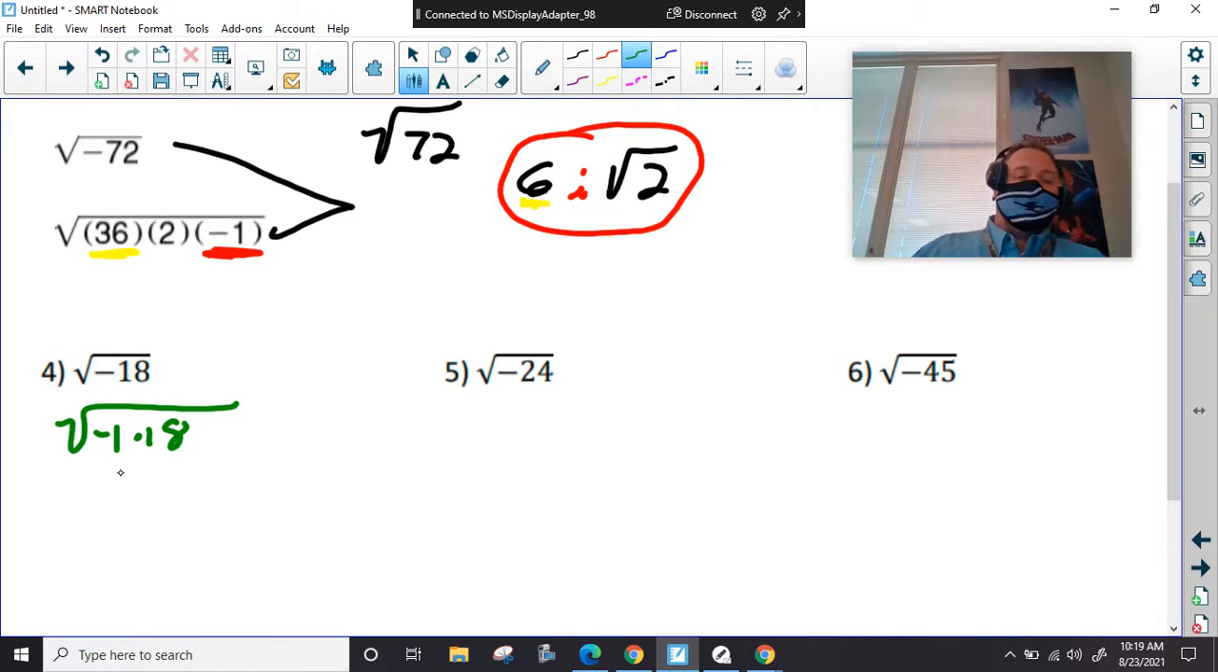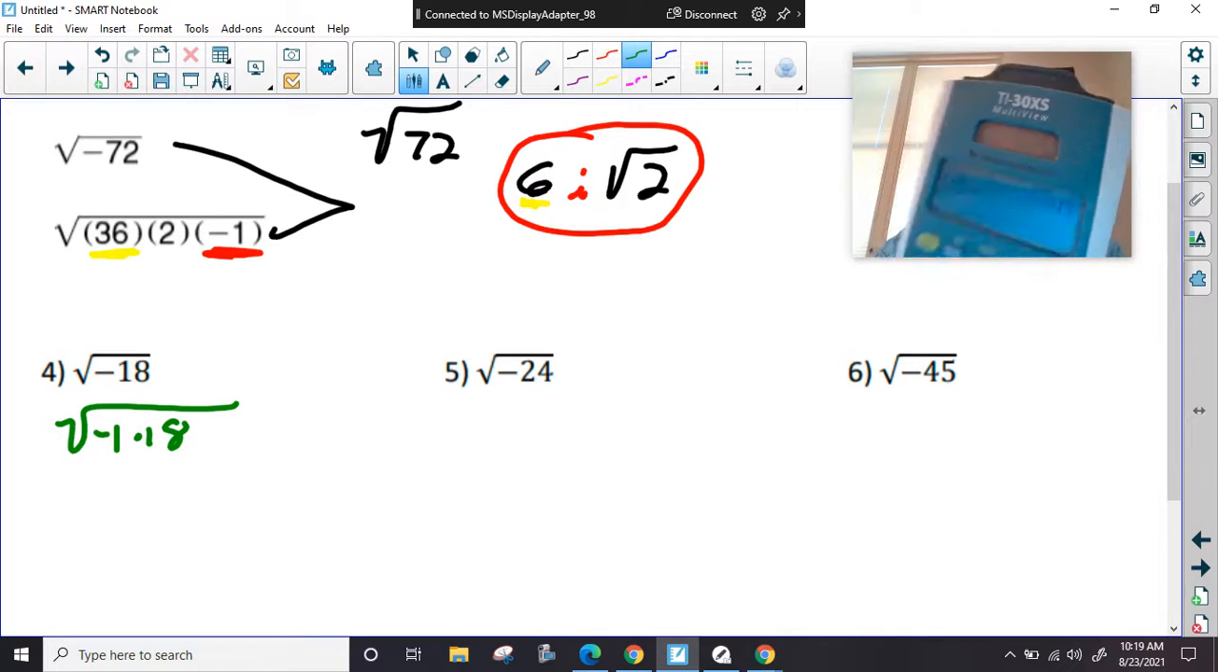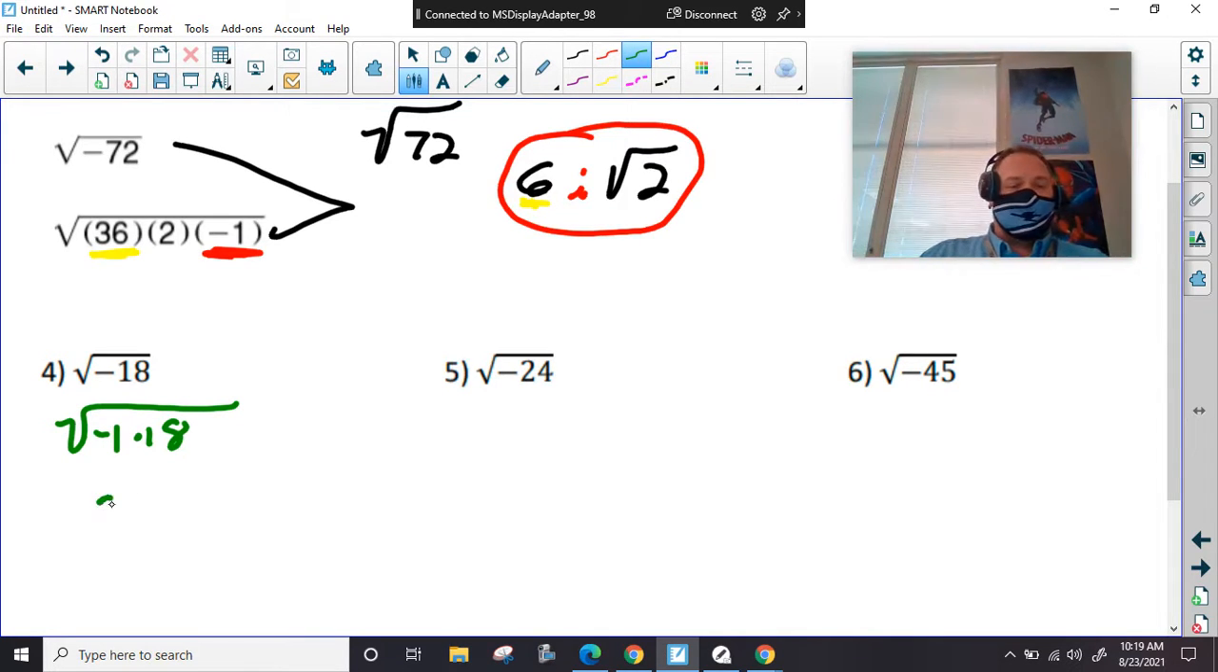Now this is the same thing as saying negative 1 times the square root of 18. I'm going to find the square root of 18. I'm going to put it in the calculator like this and hit enter. It tells me it's 3 root 2. So I'm going to put 3 and the square root of 2. Now, what else do I need? The i. Boop. That's it.